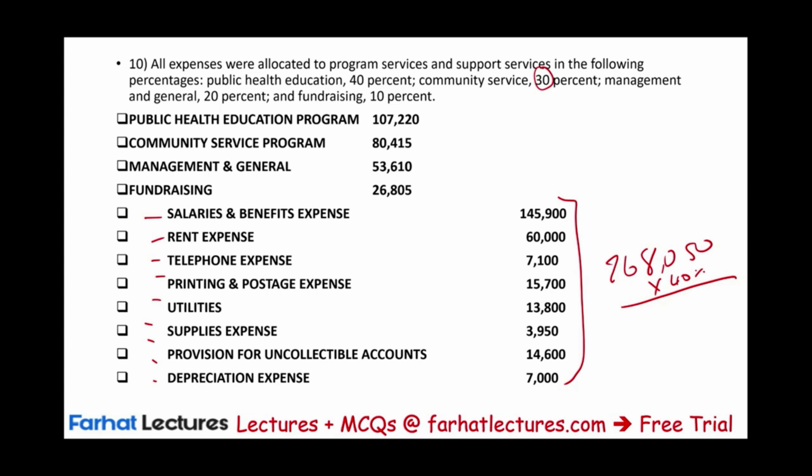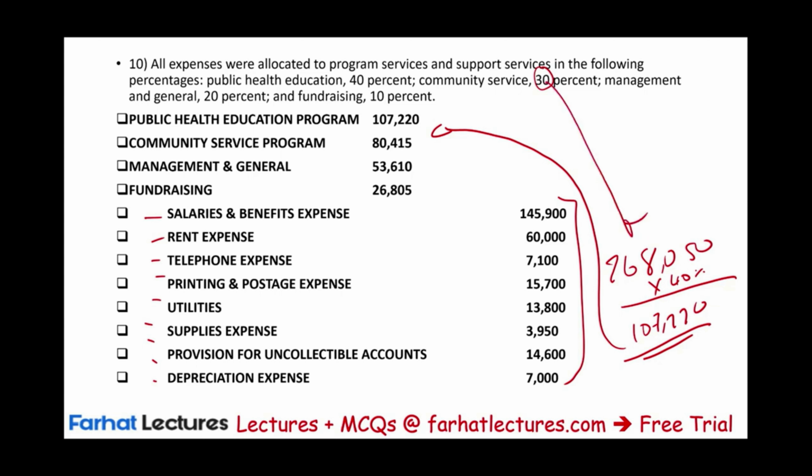268,050 times 0.4 gives us 107,220. And this is going to be debit public health education program. Then the same thing, we'll take 268,050 multiplied by 30%, community service program. Those are the major service programs. Then for the support, we have management and fundraising, 53,610 and 26,805.